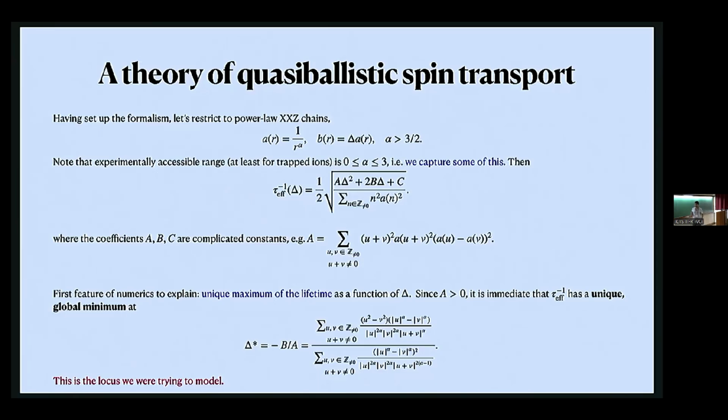And the first feature of the numerics we need to explain is why the lifetime of the spin current had a unique maximum. So this is not a priori clear, but here it is as simple as solving a quadratic equation. So it falls out very simply from this formalism that there is a maximum delta as a function of alpha, and it is given by this ratio of infinite series. And this is precisely the physics that we were trying to model.